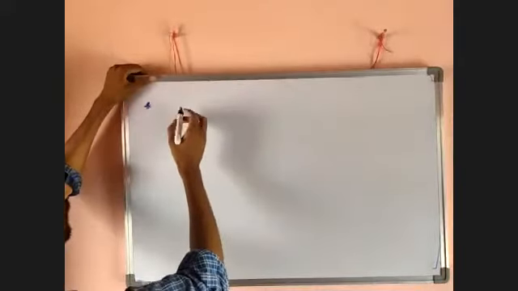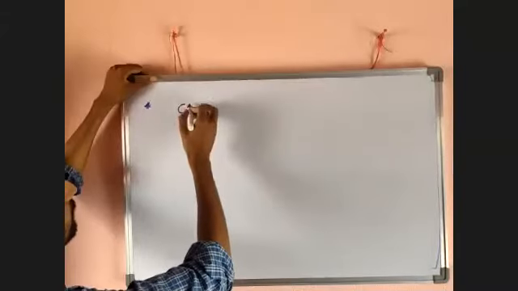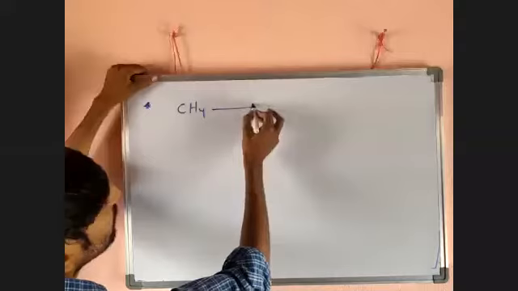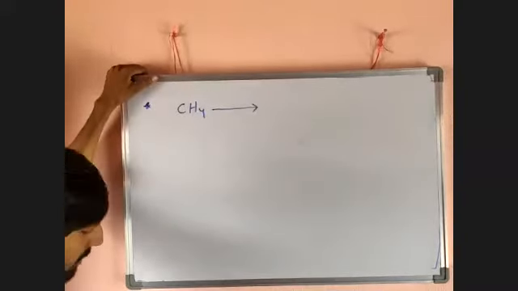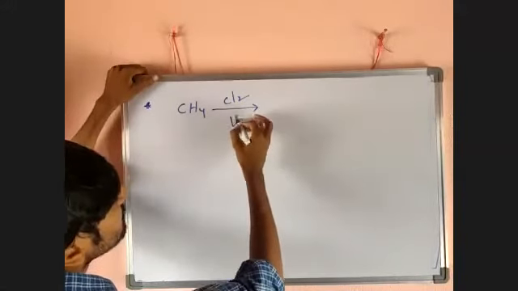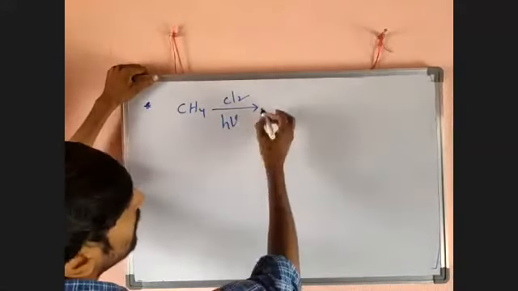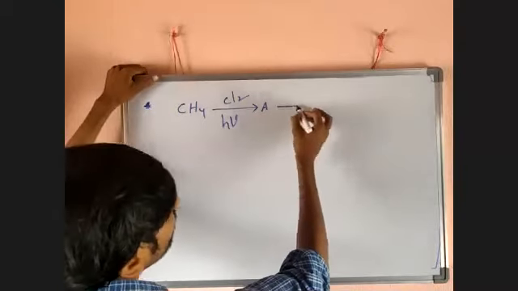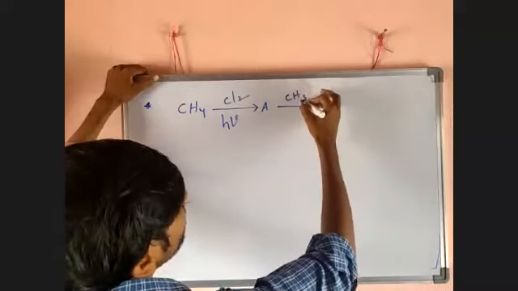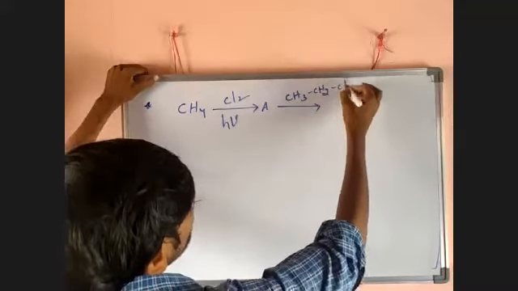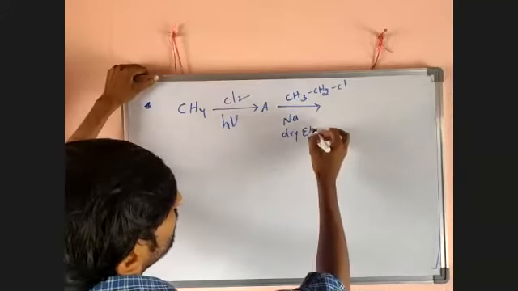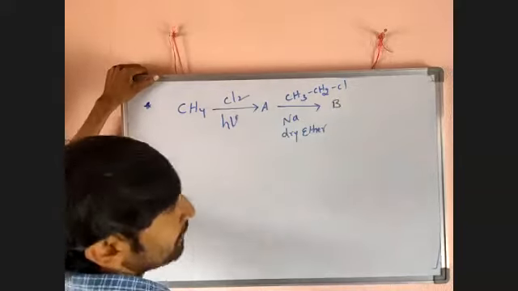A simple compound I want to take. CH4. CH4 I want to take. When it reacts with Cl2 in presence of sunlight, I have to take A. If it reacts with CH3 CH2 Cl with sodium in presence of dry ether, you will get B.